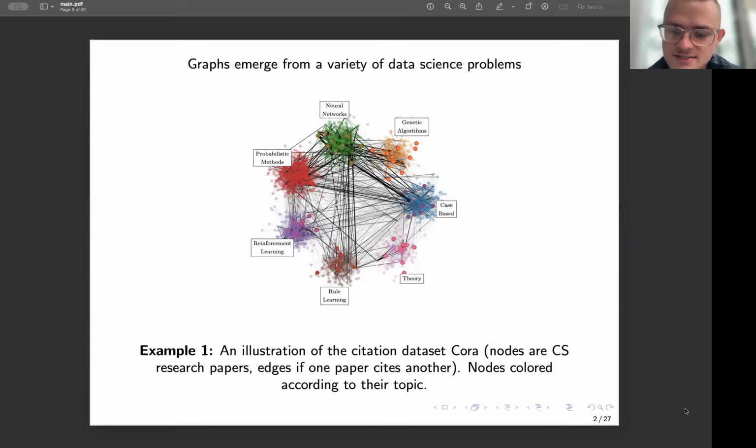And a common task that is sometimes posed with a data set, with a graph like this, is to try and predict the topic of a paper, right? Maybe by only labeling a few of them and then trying to design some sort of classification model.